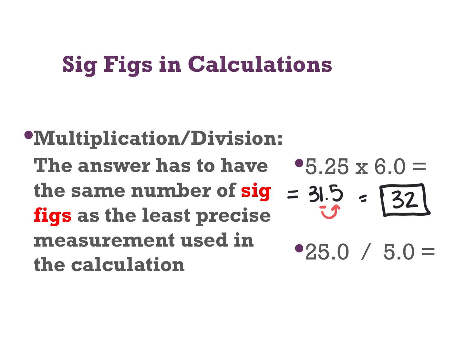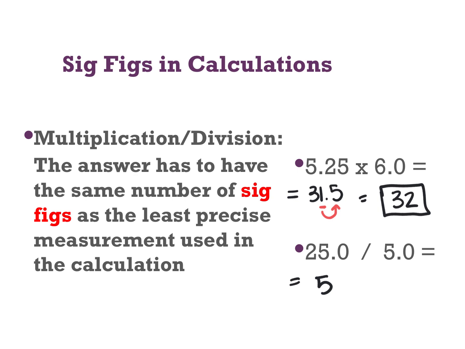Whoa, that's very big. Okay, are you ready for the division one? 25.0 divided by 5.0. Your calculator just gives you the number 5, correct?